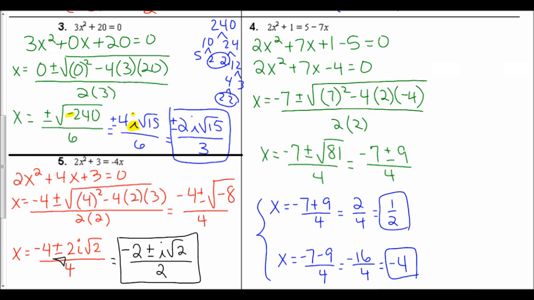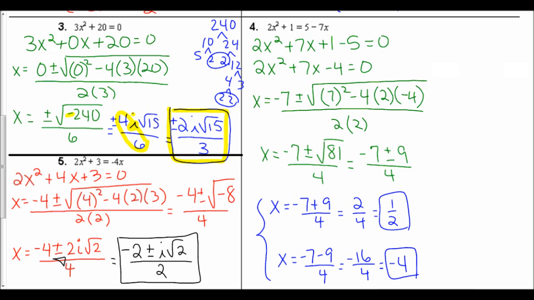I also could reduce the 4 and the 6 like I did in the last unit to make 2/3. I could write these all as one answer, or I could write them as 2 separate things. 2i square root of 15 over 3, or minus 2i square root of 15 over 3.